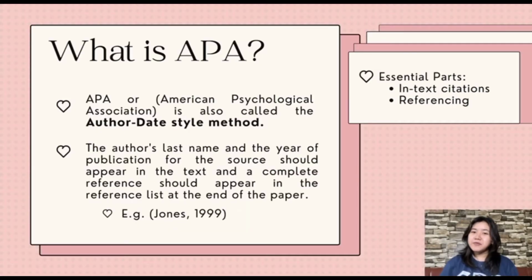So now that we have understood the importance and purposes of citations and references, let's move on to our main focus, which is the APA 6th edition format. So APA, or American Psychological Association, is also called the author date style method. It is most commonly used to cite sources within the social sciences and also the educational sectors.